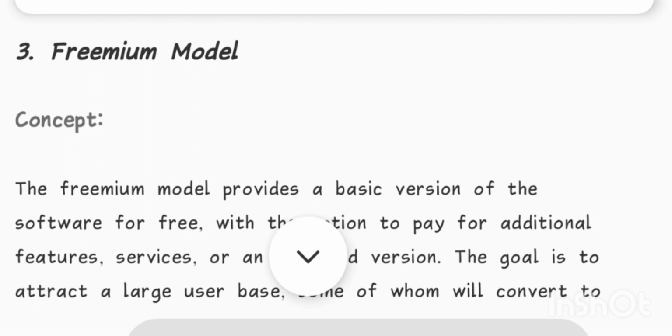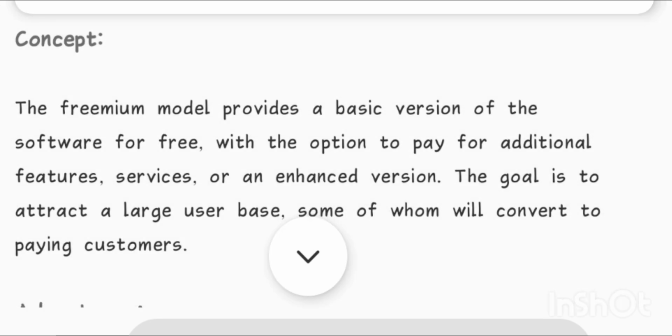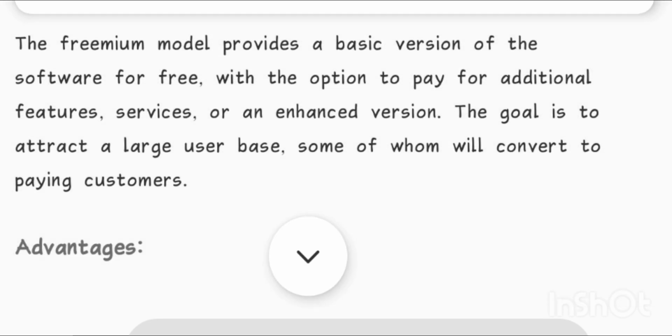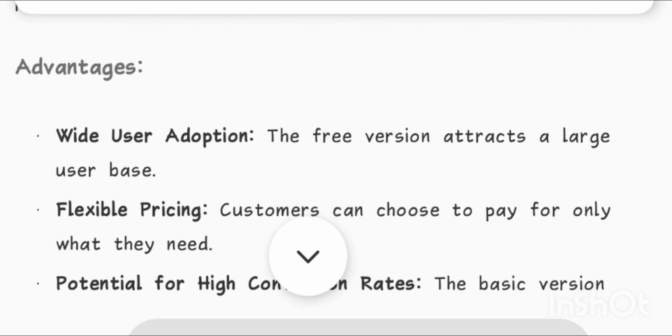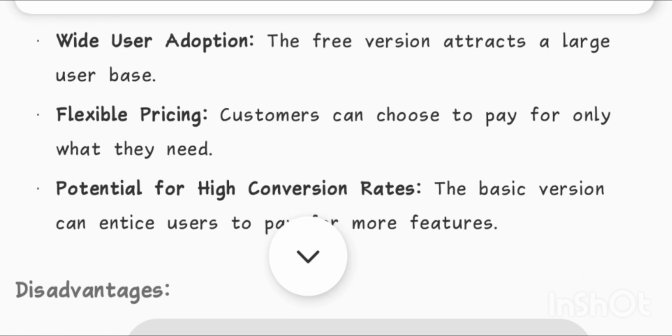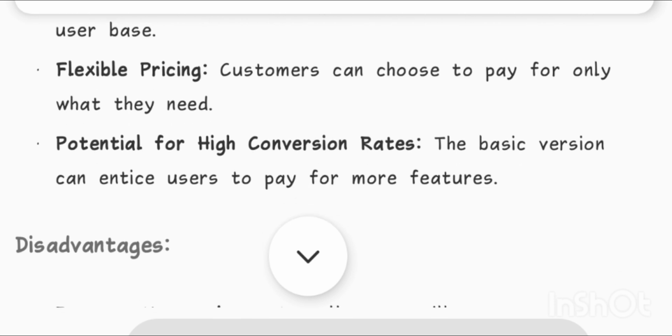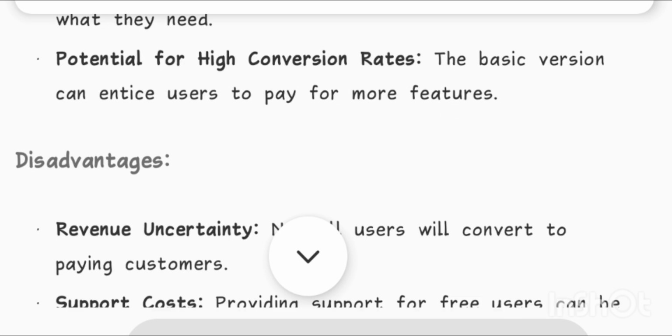Freemium model. Concept. The freemium model provides a basic version of the software for free with the option to pay for additional features, services, or an enhanced version. The goal is to attract a large user base, some of whom will convert to paying customers. Advantages. Wide user adoption. The free version attracts a large user base. Flexible pricing. Customers can choose to pay for only what they need. Potential for high conversion rates. The basic version can entice users to pay for more features.